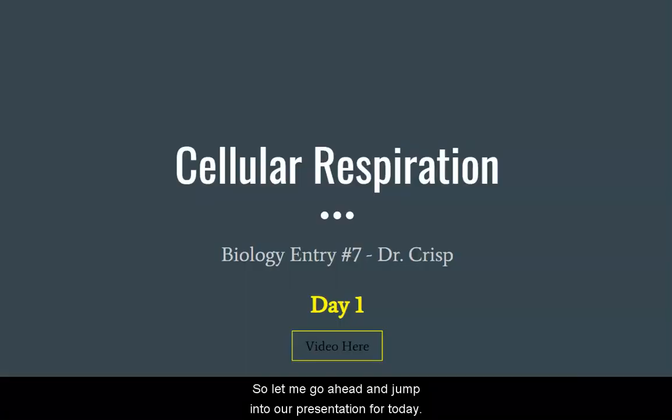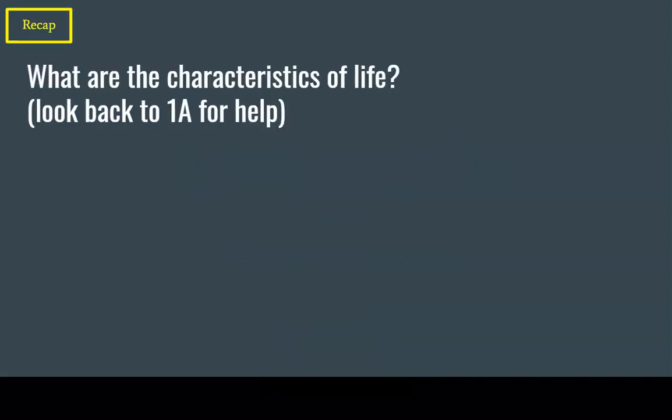So let me go ahead and jump into our presentation for today. Cellular respiration, or respiration. It's called cellular respiration because this is something that our cells, which we are made of, do for us. It's a very important function that ties to photosynthesis and the biomolecules that we've been talking about before. So I want you to think back. Take a moment and try to remember what the different characteristics of life are. If you need a cheat sheet, we recorded these on your 1A page, but see if you can think back to what some of those major categories were.